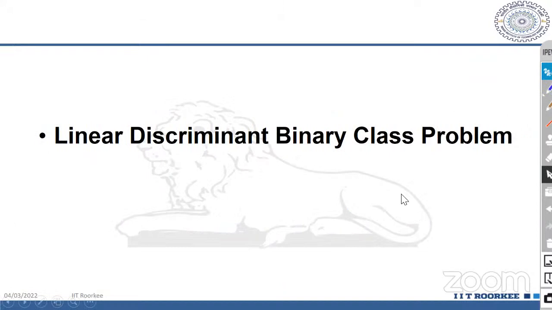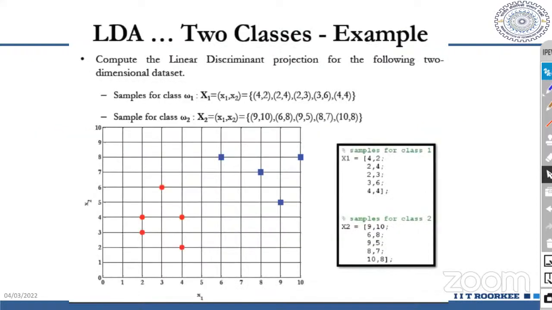So here I introduce the classical one, linear discriminant analysis for the binary class. We consider a binary class, though the theory holds for multi-class also. We take LDA. Suppose there are two classes.